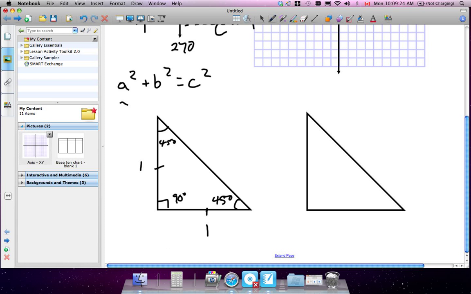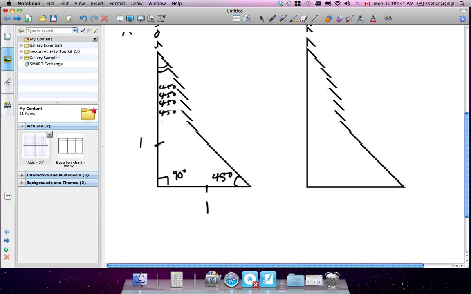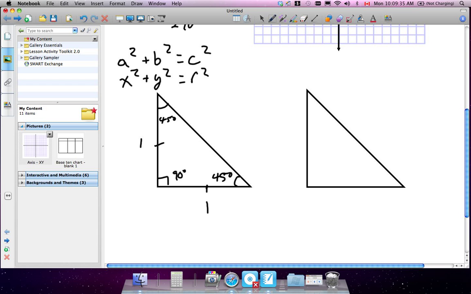So in other words, think of it like x squared plus y squared equals r squared. So this is our r, x and y. Since A and B can't matter in this case, think of this as our x because it's horizontal, and this as our y. So x is 1 and y is 1, so 1 squared plus 1 squared is, do you know?